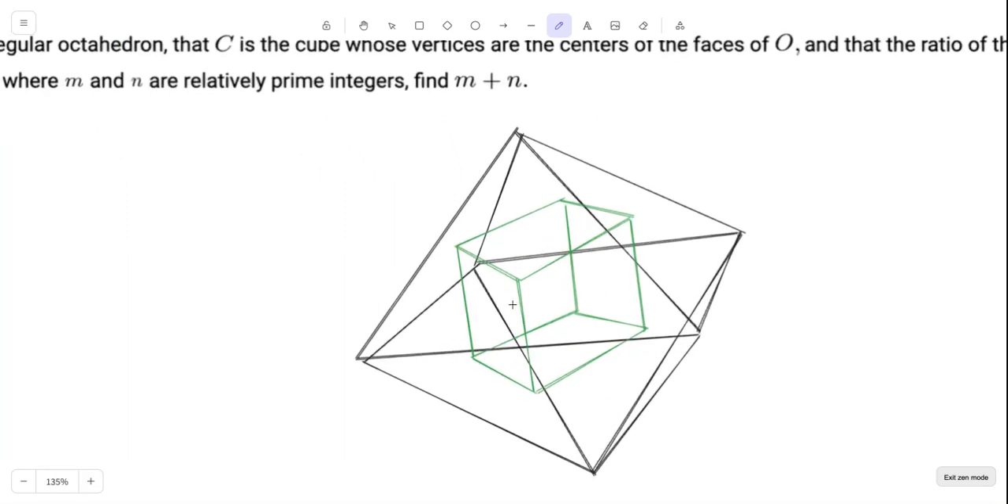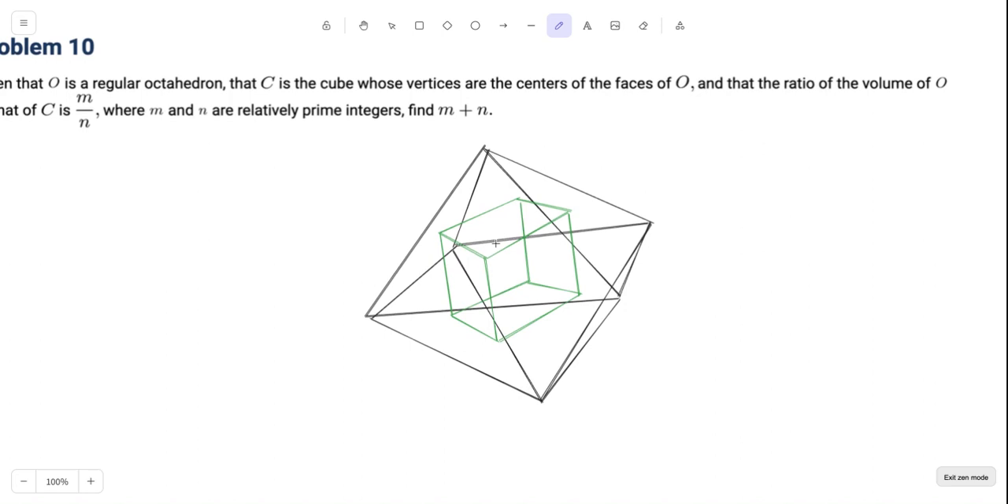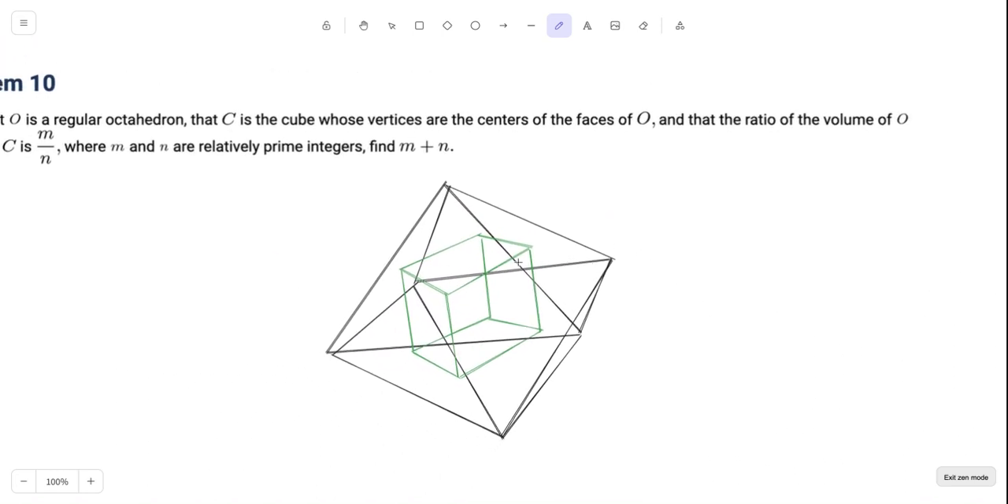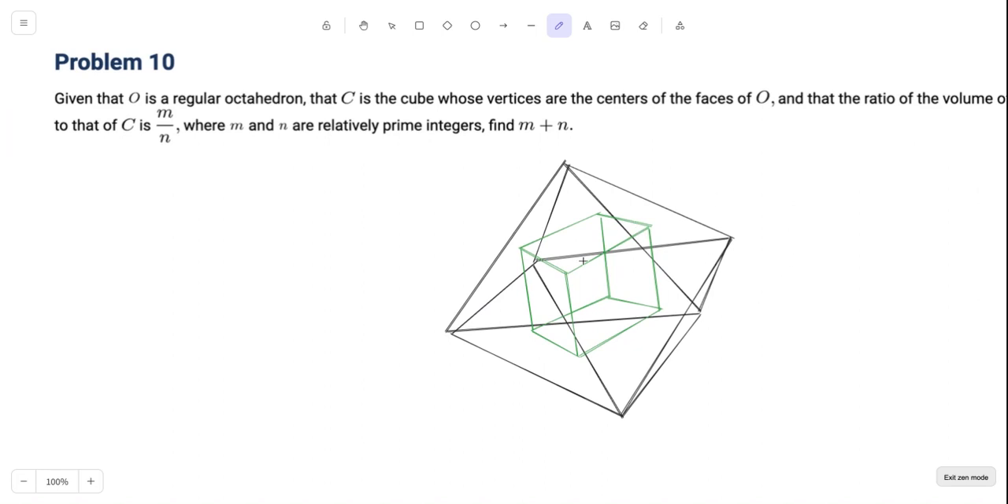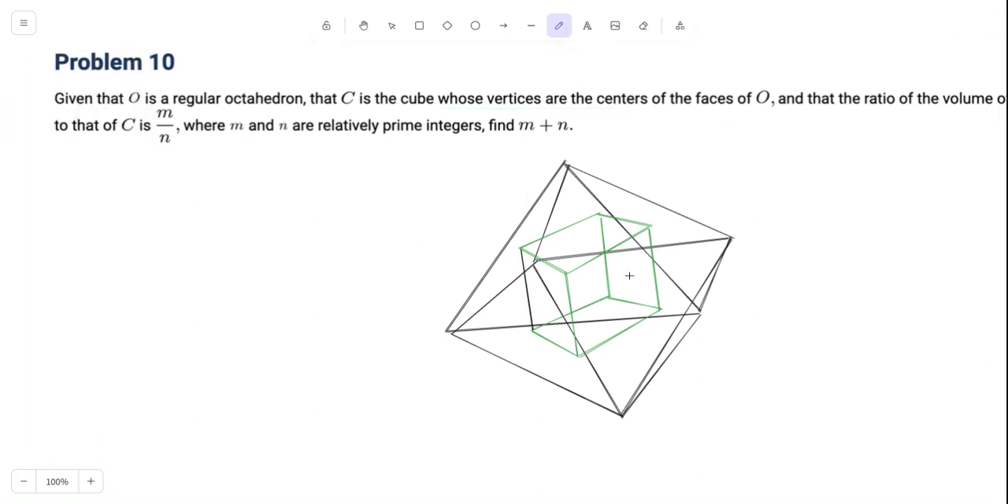Right. So here you can see I drew a pretty good picture of an octahedron, which has 8 faces, which are equilateral triangles on the outside, and then in green I drew the cube whose vertices are the centers of the faces of O. It's actually a really simple geometry problem.